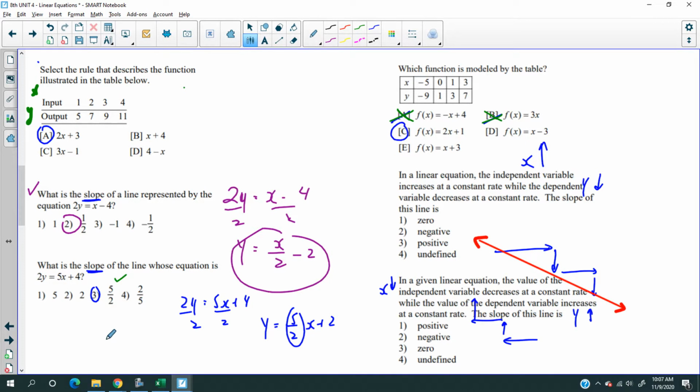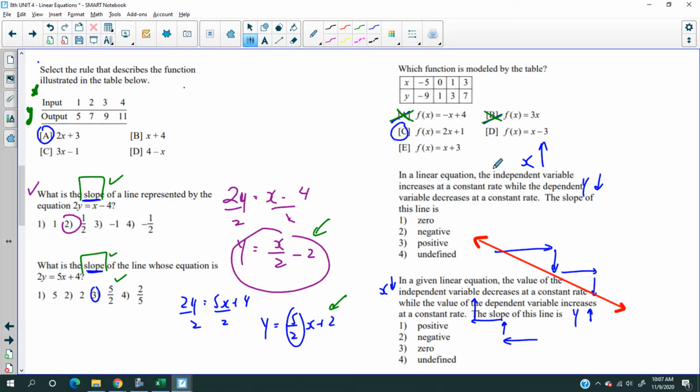Okay, I'm trying to think if there's anything I need to tell you about that question. Probably not. Oh, careful. If they're asking for slope, give them the slope. If they're asking for the y-intercept, give them the y-intercept. So you gotta just read the question carefully.